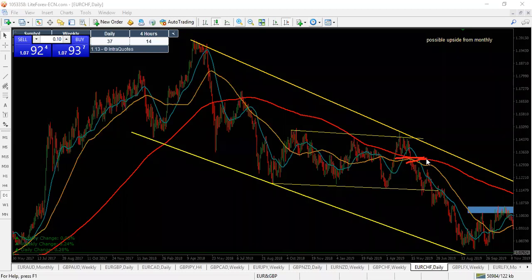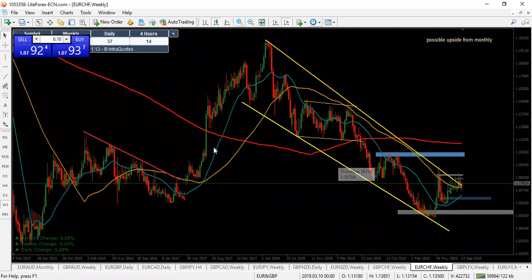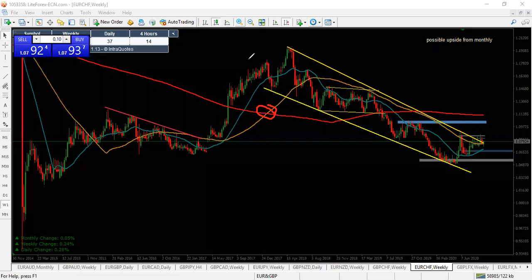Now we're looking at it from a daily time frame. What if we go to look at it on a weekly time frame? On the weekly time frame, you can see how the moving averages are positioned. We had this cross right over here.